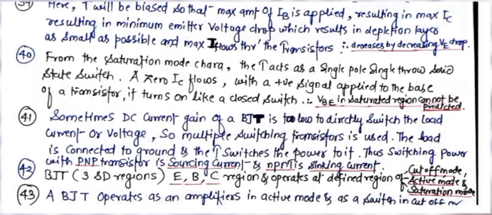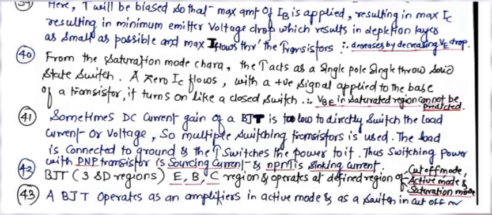Sometimes the DC current gain of a BJT is too low to directly switch the load current or voltage, so multiple switching transistors are used. The load is connected to ground and the transistor switches power to it. The switching power with a PNP transistor is sourcing current and with an NPN transistor is sinking current.